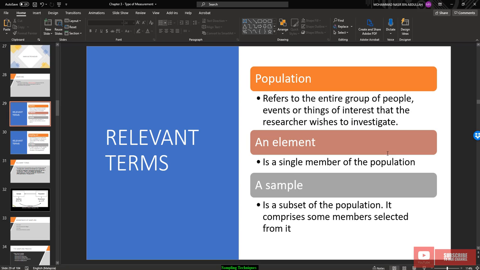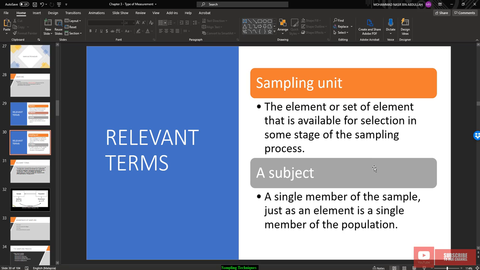So the element means a single member of the population. Every member in the population is called an element. Then a sample means a subset of the population, right? It comprises some members selected from the population. So sampling unit, this is another term. A sampling unit is the element or set of elements available for selection at some stage of the sampling process. So when you are selecting the elements from the population, it is called a sampling unit.